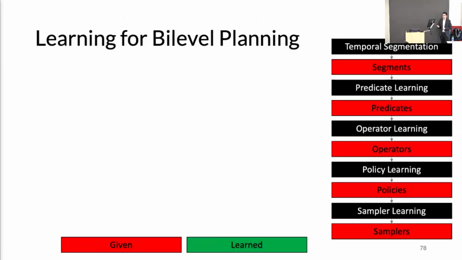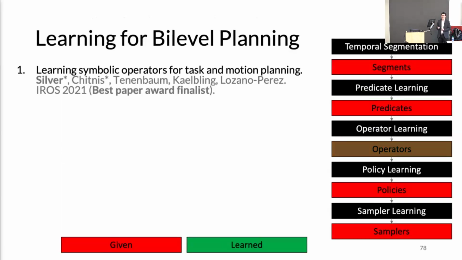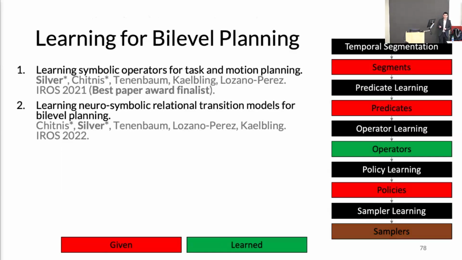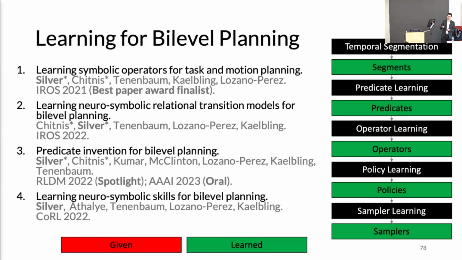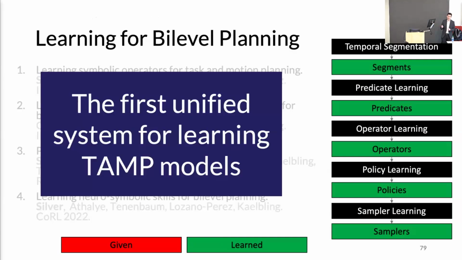So altogether, what this gives us is this unified framework for learning all of the models that are necessary for task and motion planning, or this kind of bilevel planning. And we've done this across a series of papers where we've gradually learned more and more pieces while making sure that each of the pieces remain compatible with one another. And this is the first system of its kind where we're learning all the models that one needs to do a kind of bilevel planning or task and motion planning.